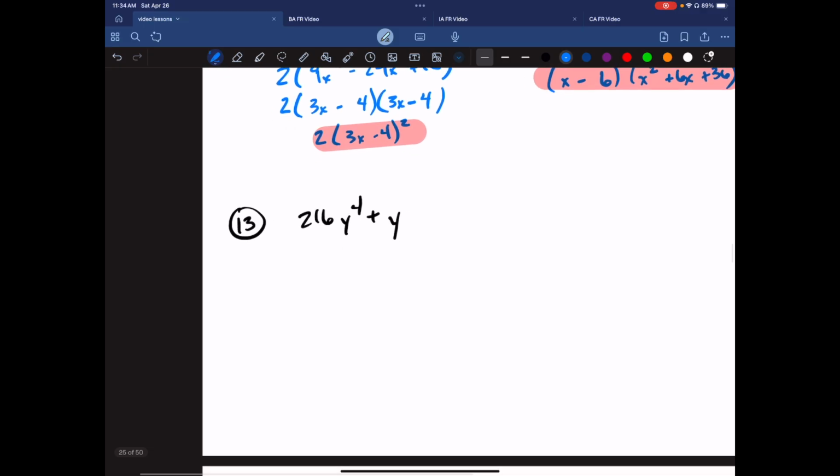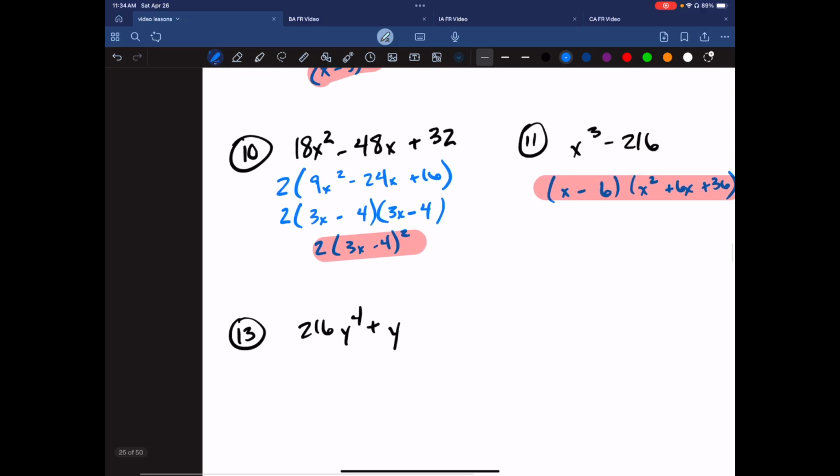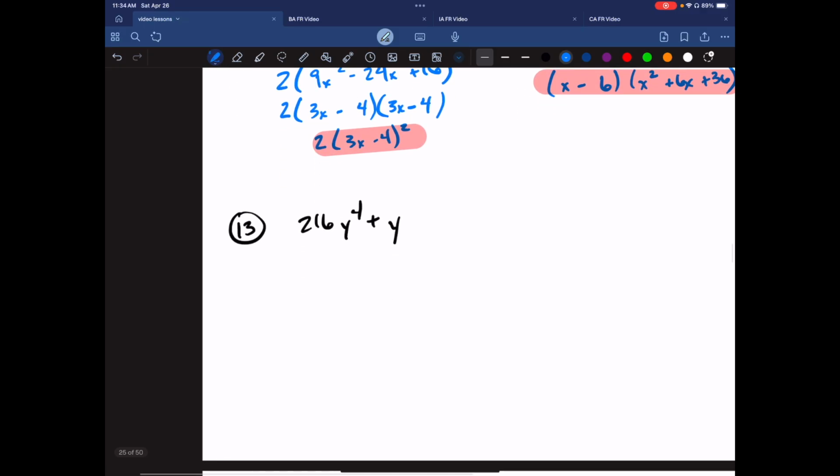On number 13, we've already dealt with 216 on number 11, so I kind of know where this is headed, but y to the fourth means nothing to me, and I have a y here. But because there's a y in both terms, looks like I might have a GCF with that. So it's going to be 216y cubed plus 1 after you take out the y. Right, so now I can factor the inside. So it's going to be 6y plus 1.